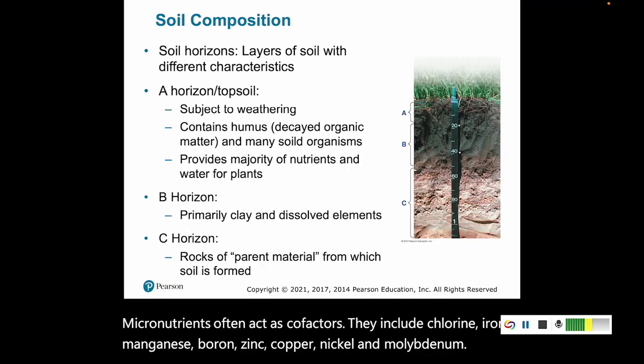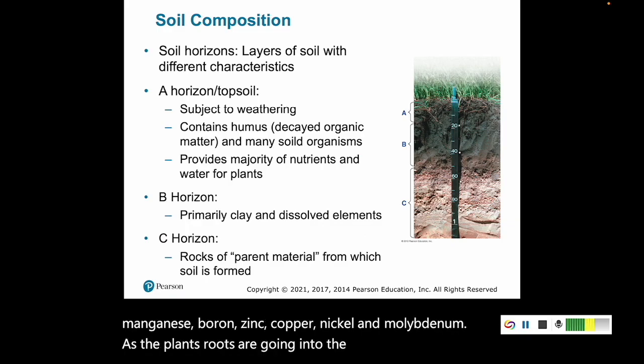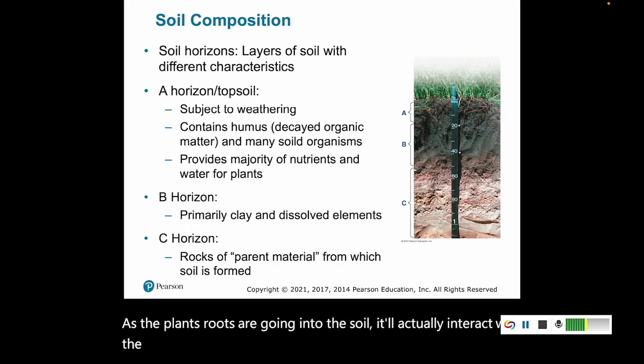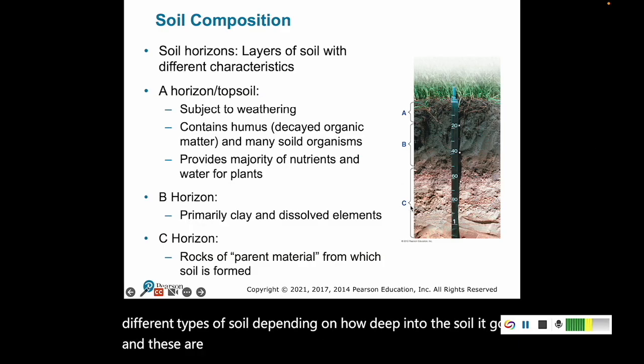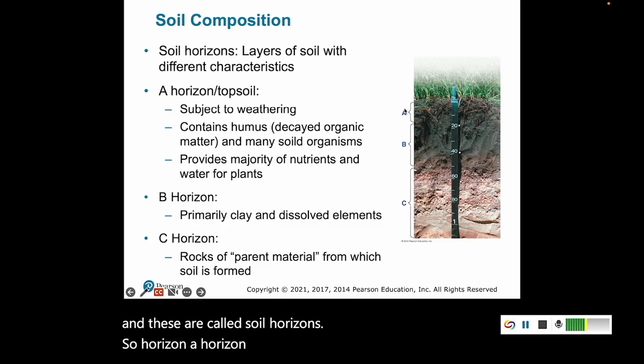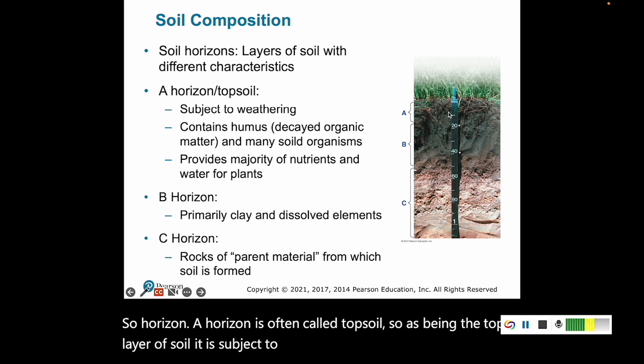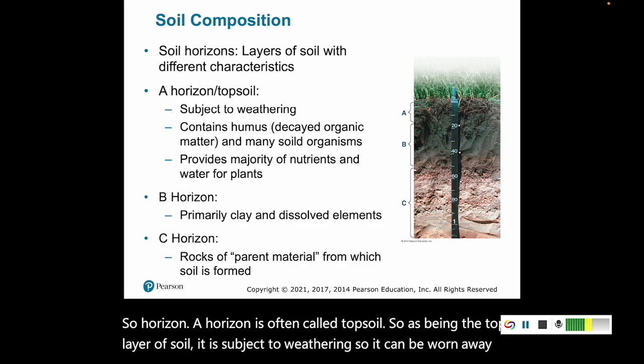As a plant's roots are going into the soil, it'll actually interact with different types of soil depending on how deep into the soil it goes. And these are called soil horizons. So horizon A, or the A horizon, is often called topsoil. As being the top layer of soil, it is subject to weathering, so it can be worn away by wind or water.